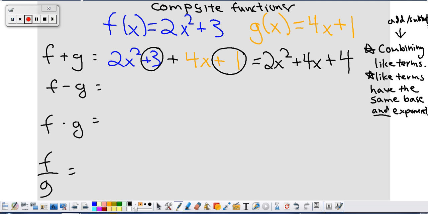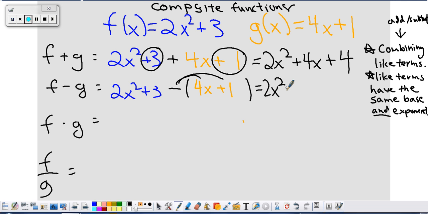So let's look at f minus g. F minus g is written a little bit differently. 2x squared plus 3 and minus. This time I'm going to have to put a parenthesis around the 4x plus 1 because we're going to have to distribute out that parentheses. So I take that negative and distribute to both the 4x and the 1, and what I end up with is 2x squared plus 3 minus 4x minus 1.